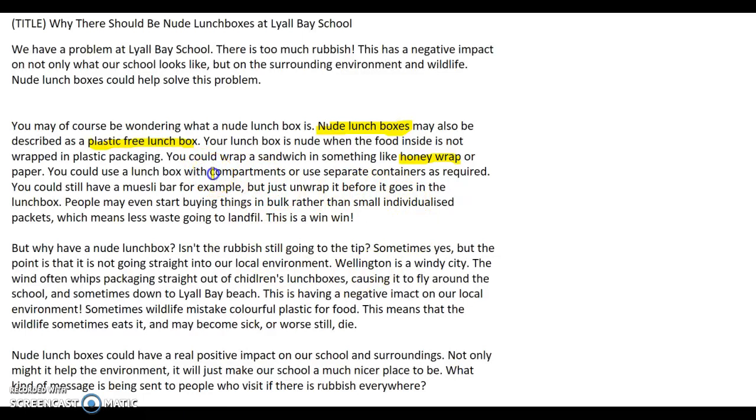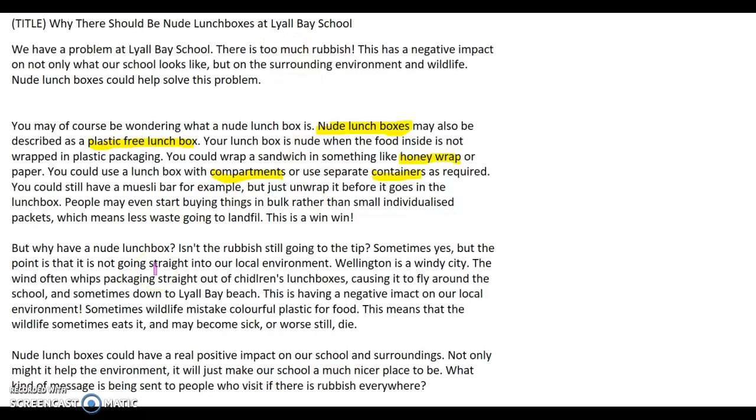Compartments. Separate containers. I'm not going to list all of them, but you get the gist. These are nouns which are just specific to this piece of writing. And there's also quite a few strong verbs in here. I'm going to change the colour to pink.